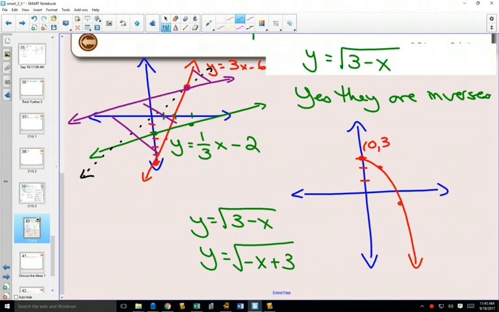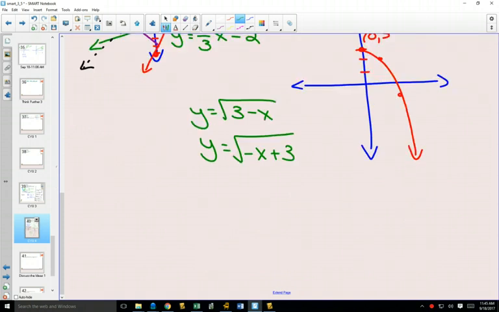One year I even had a student, she said, I'm gonna forget that special note, like you said. Whenever you have a horizontal reflection or stretch and a horizontal translation, you have to write it in factored form. So you have to first factor that negative out and get x minus 3, and it will shift it 3 to the right, not 3 to the left.